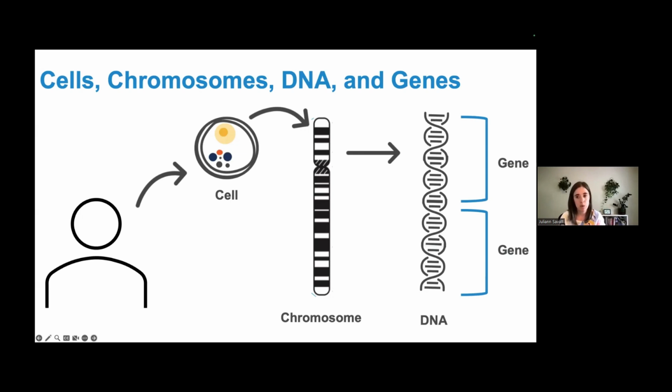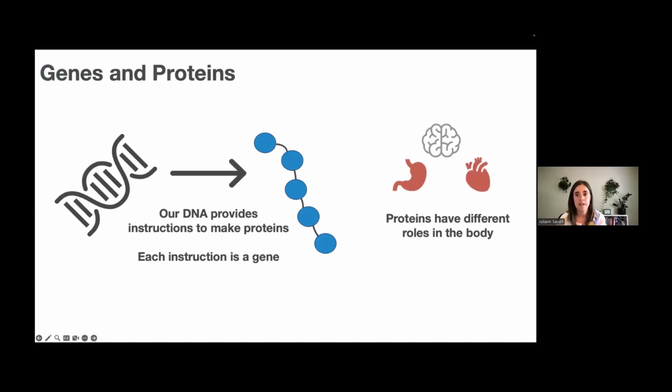To keep our DNA organized in our cells, it's wrapped very tightly into structures called chromosomes. And this keeps our DNA organized as our cells are dividing, making copies of one another. As I said, wrapped up tightly in those chromosomes is our DNA, and our DNA provides instructions to make proteins. And as I said, they have different roles and responsibilities in the body.